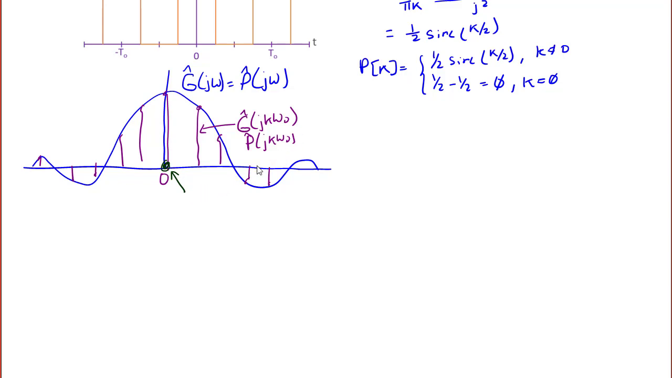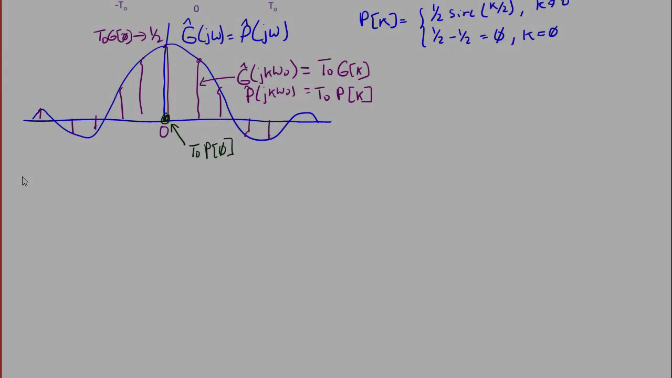Note that we can also say these are equal to T naught P of K and T naught G of K. So this is equal to T naught G of K and T naught P of K. Well, this one is the 1/2 here, so the one distinction would be right there. That would be T naught G of 0.